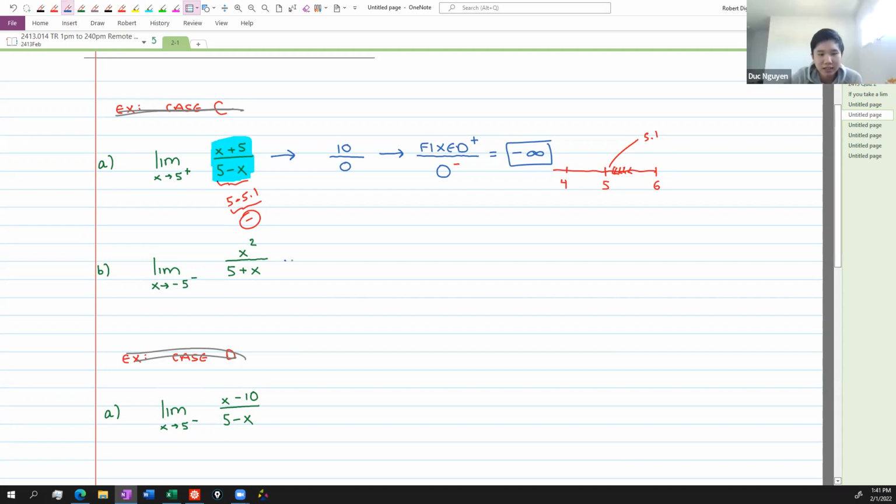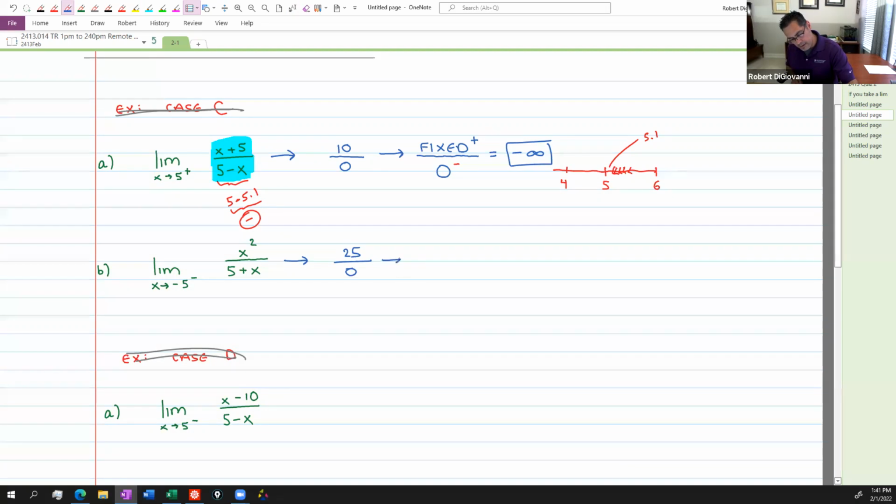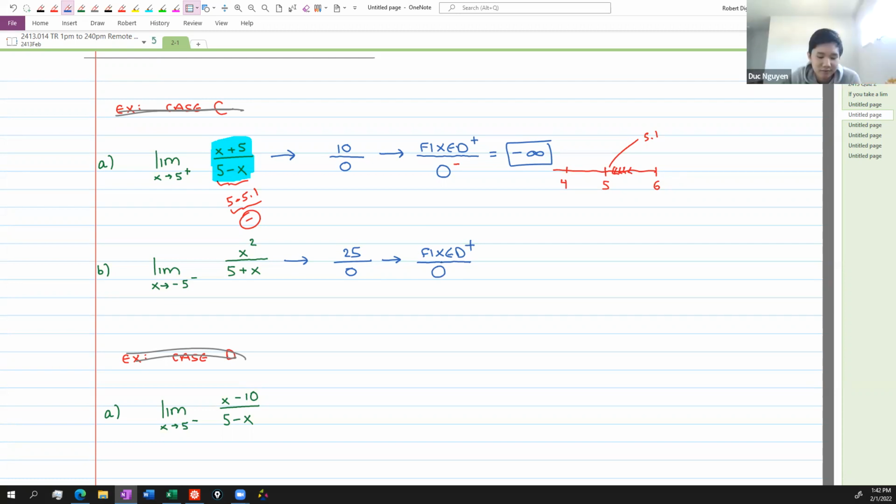So I got 25 over zero. Over zero, okay. So that's fixed on top and positive, right? Yes. And then the bottom is headed to zero. We know that. So you just have to determine if it's positive or negative. Can you tell me what it is? Would the number line help you? Yes. Okay, let's do a number line then. And I would expect you to do a number line too.